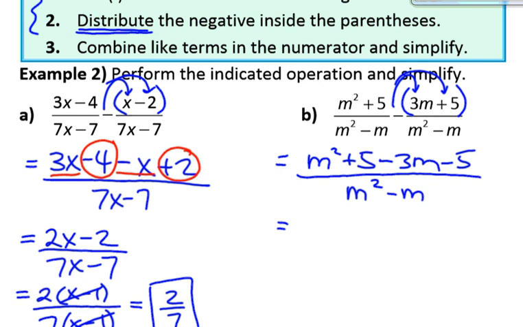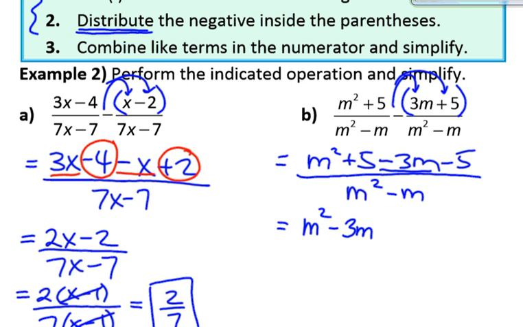So we're looking for like terms. There's only one m squared in the numerator, so it's going to stay m squared. Now, remember when we have an m squared, we want to put this in standard form. So the next thing we want to put is the m term. So that's what I'm going to put next, is negative 3m. Notice there are no other m's in the numerator.